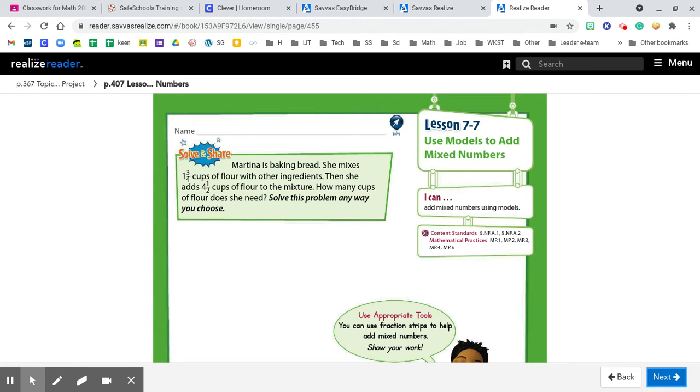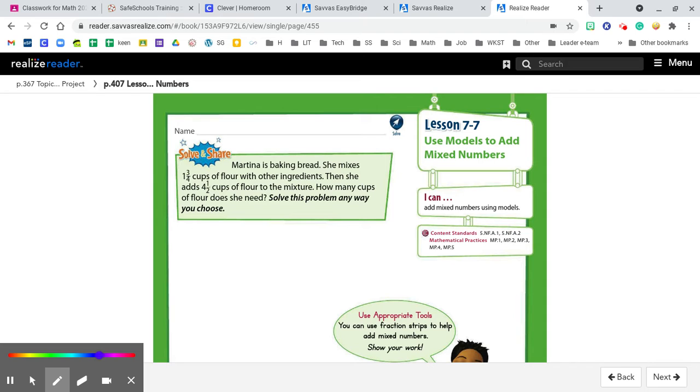Hello, today we're doing lesson 7-7, use models to add mixed numbers. I can add mixed numbers using models. Martina is baking bread, so now we're not estimating, we're finding the actual answers. She mixes 1 3/4 cups of flour with other ingredients. She then adds 4 1/2 cups of flour to the mixture. How many cups of flour does she need?